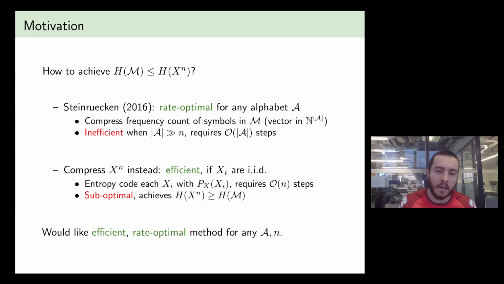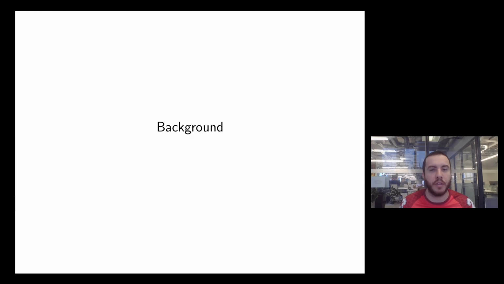So at the end of the day, what we're looking for, which is what we came up with in our method, is something that can efficiently, in a computational sense, encode the multiset and is also optimal. It reaches the entropy of the multiset and it works for any alphabet and any sequence length. So to understand how we actually achieved this, we need about 3 key pieces of background information first.